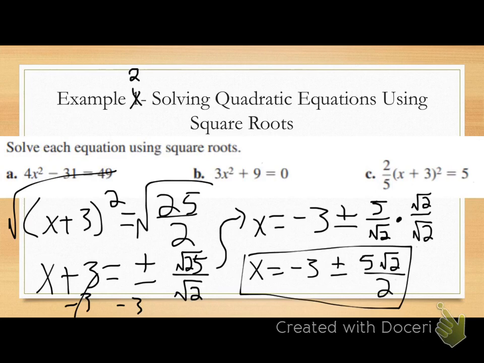If it wanted specific answers, like decimal answers, I could type each of these into my calculator individually. I would type in negative 3 plus 5 square root of 2 over 2 into my calculator, and it'd give me a decimal. Then I would type in negative 3 minus 5 square root of 2 over 2 to get that decimal. Does everyone see that?